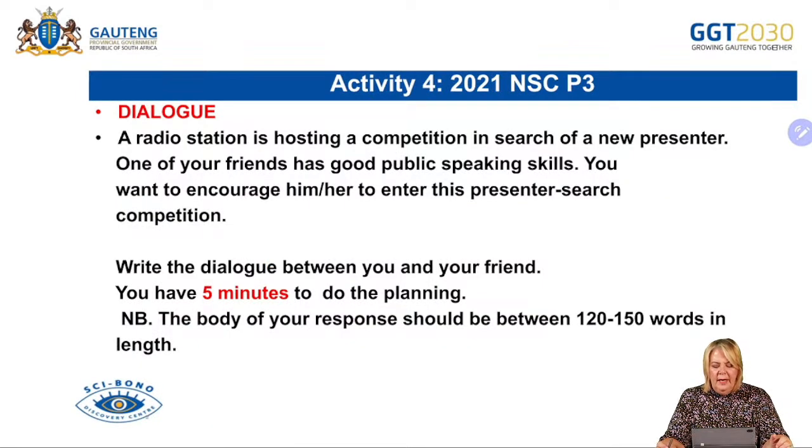Right, so the dialogue: a radio station is hosting a competition in search of a new presenter. One of your friends has good public speaking skills. You want to encourage him or her to enter this presenter search competition. So what is the instruction? Write the dialogue between you and your friend. You have 5 minutes to do the planning. Very important, the body of your response should be between 120 and 150 words in length. So your 5 minutes starts now.